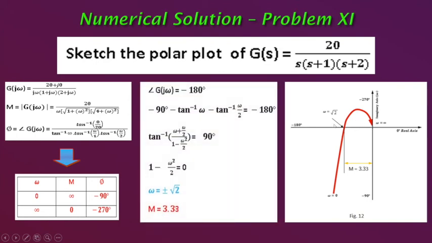Then find the crossing point at the real axis. Taking this phase angle equation, at that point the phase angle is minus 180 degrees, this axis. So taking tan inverse, we get this value. From this equation, omega equals plus minus 2 root 2 at that point. Then if we put omega in the magnitude, we get this value of M, 3.33 from the origin.